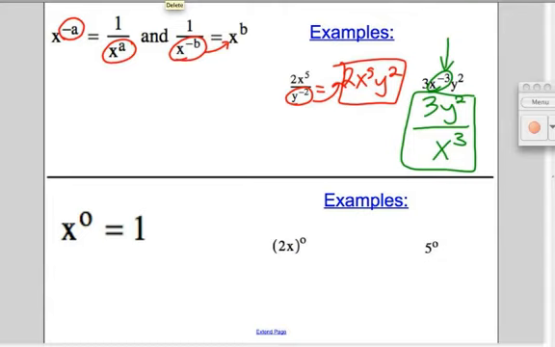So negative exponents, you flip them to the top or bottom depending on where they are. They flip under. It's the reciprocal of the original value. The next thing, this one's pretty easy.